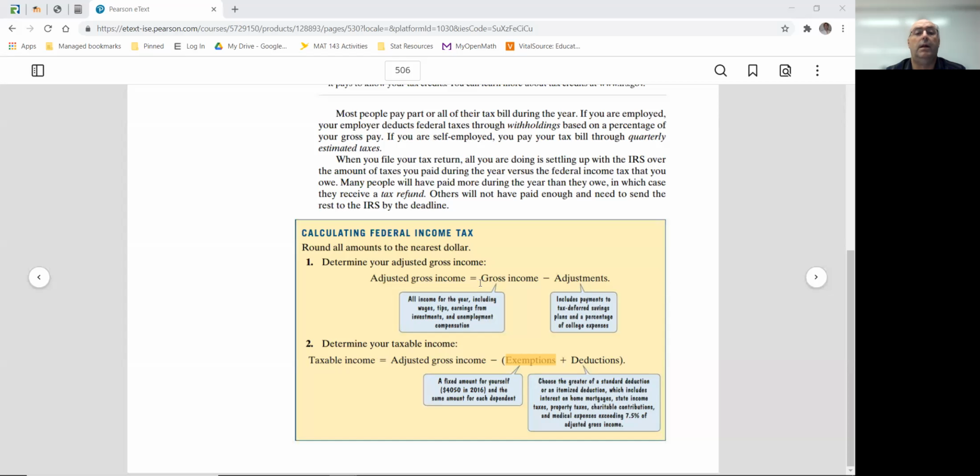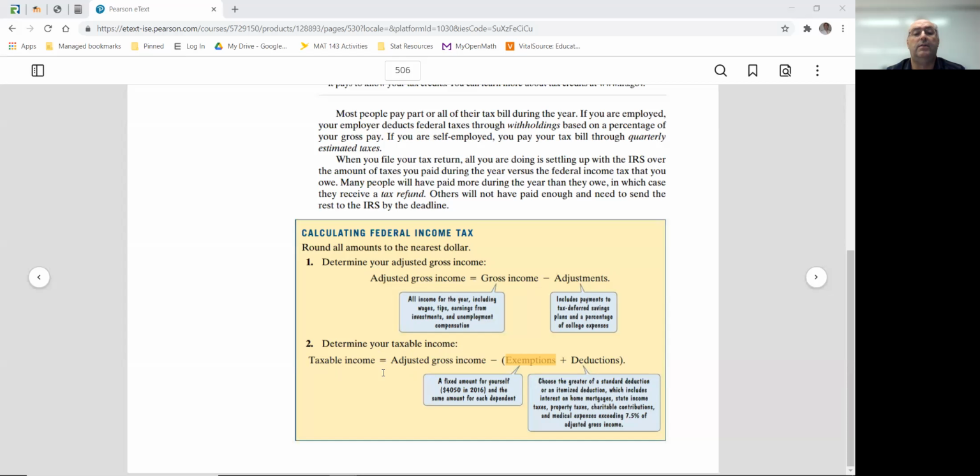When we're calculating the income tax, the first thing we need to do is determine the adjusted gross income, which is done exactly as it is in the textbook: gross income minus adjustments. Then we're going to calculate the taxable income. And this is the first difference that you'll see in calculations that you'll do in this class versus what's done in the textbook.